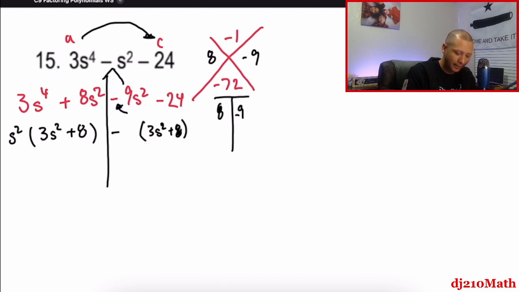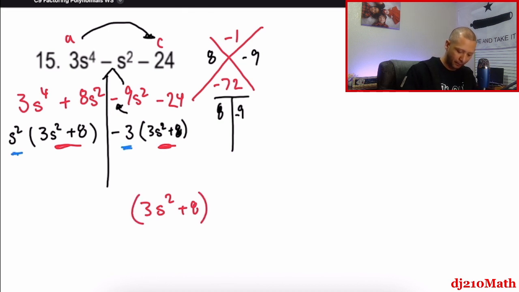Actually, I don't want to take out a negative 9. Let's take out a negative 3. Because if I take out a 9, then we won't have 3s squared left on the right. So if I take out a 3, negative 3 times 3 is negative 9. Negative 3 times 8 is negative 24. Had we taken out a 9, we couldn't even do it because 9 doesn't go into 24. So those match. We're good. So this is going to be 3s squared plus 8, and then the leftover pieces, the outside parts, s squared minus 3.